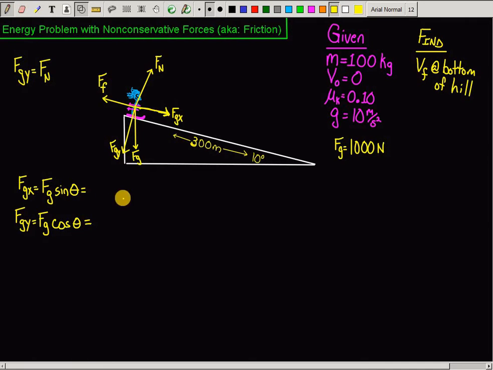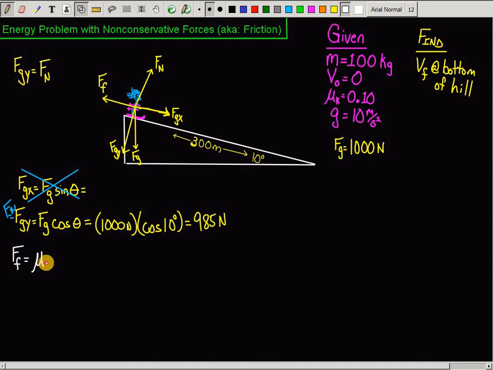In this particular problem, we're not going to need to know the x component of the force, since we're just going to work with energies. So no need to worry about that. But we do need to know the y component, because ultimately that equals the normal force, and we need to know the value of the normal force because ultimately we have to find friction. So if we plug in our numbers, the weight is 1,000 newtons times the cosine of 10 degrees. That'll equal 985 newtons.